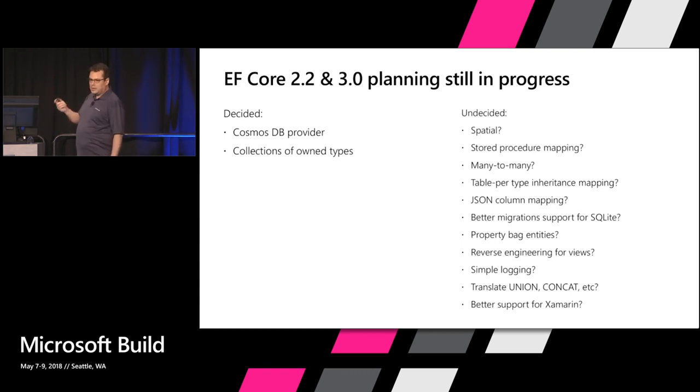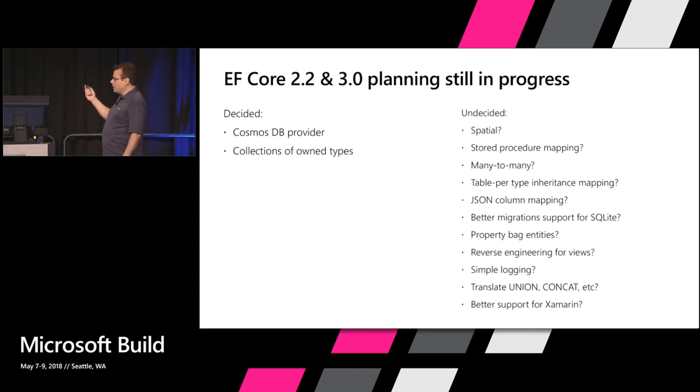JSON column mapping is another interesting thing that we get a lot of feedback on. Many people apparently want it. And with type converters, we actually enable part of it. You can already serialize any object to a JSON payload and store it in a column if you want, but we want to do something richer than that. Property bag entities are entities that are not strongly typed. Basically you can have something like a dictionary that contains the property values. And there are some low-hanging fruit like reverse engineering views. Now that we have query types, we can take views on an existing database and generate DbQuery properties to enable that.